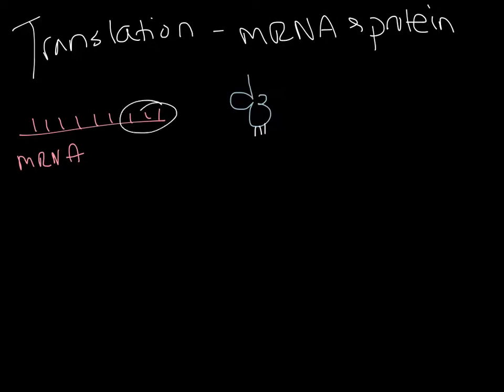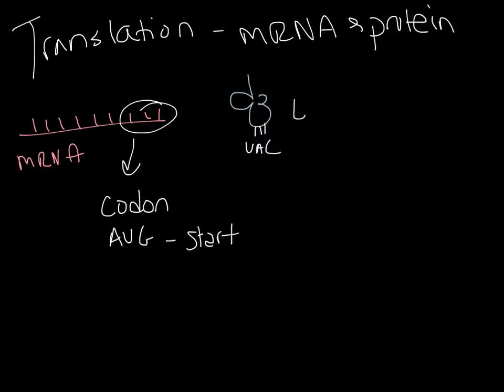A group of three bases is called a codon, and it could be something like AUG. AUG is the start codon, one of the key ones. Opposing that would be UAC. The anticodon on the tRNA carries a specific amino acid on top. In this case, our amino acid would be methionine.